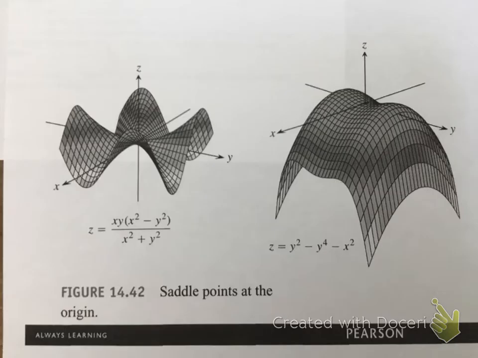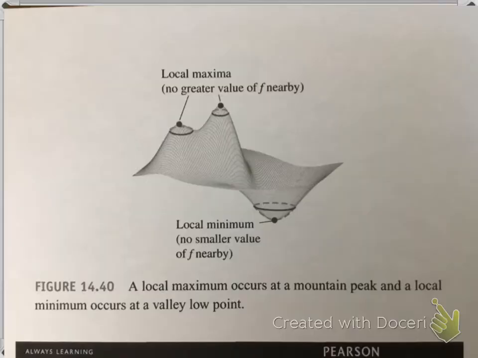What are saddle points? Well, look at these two graphs. Both of these have saddle points at the origin of the graph. This one over here is easier to see. You have a saddle point located right there at the origin. This graph shows you local extrema. You have local maxes here and here. This is where they are located at those particular points. And you have a local minimum right here.